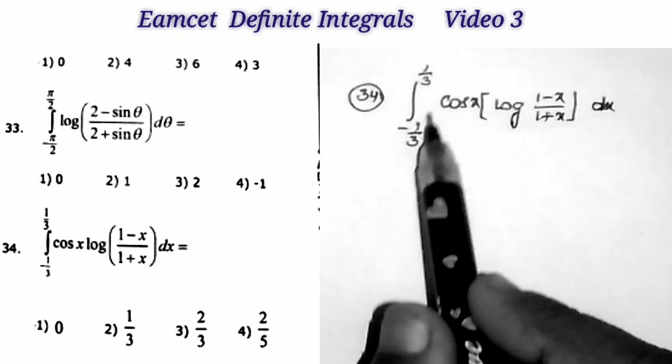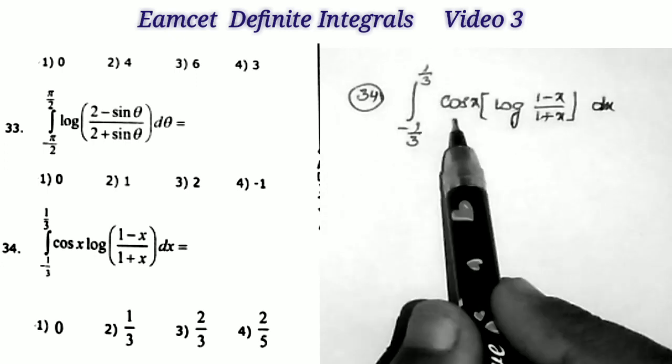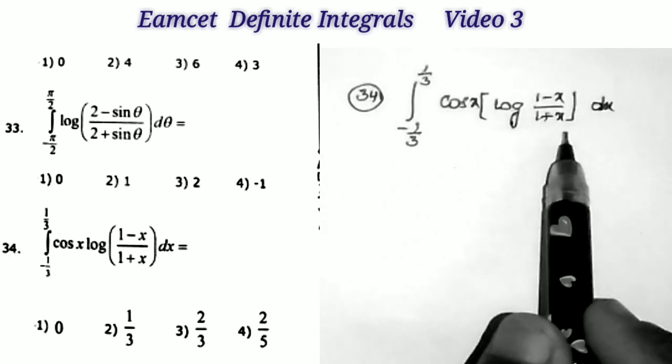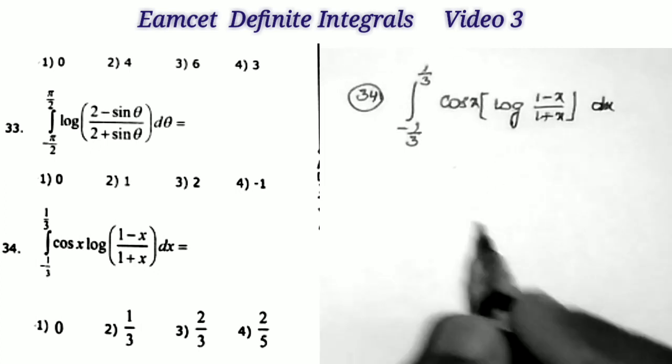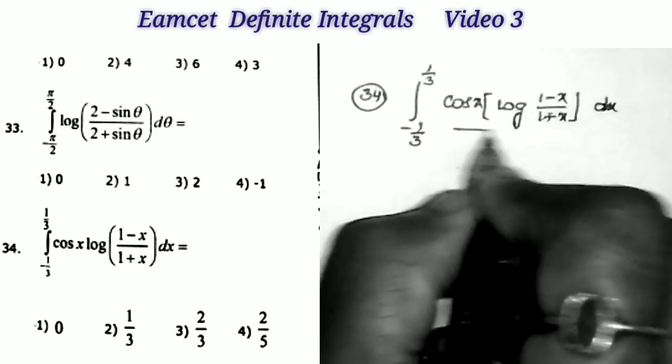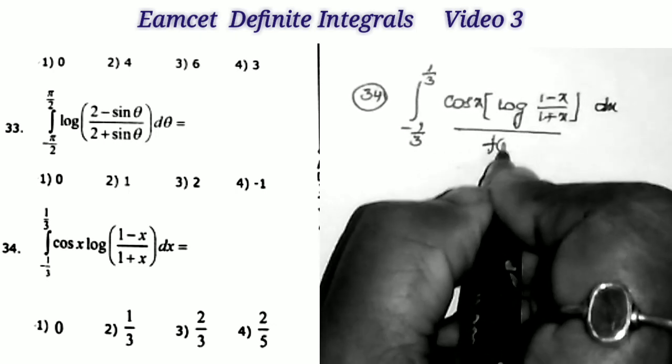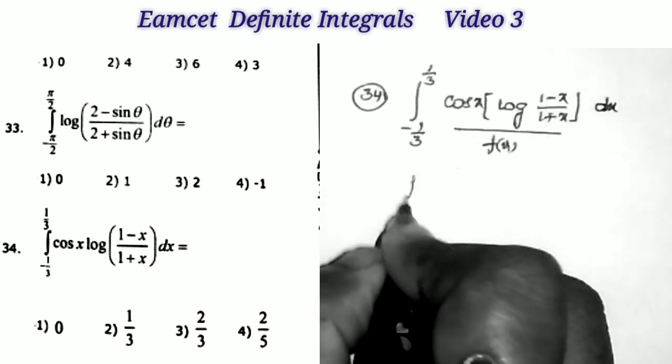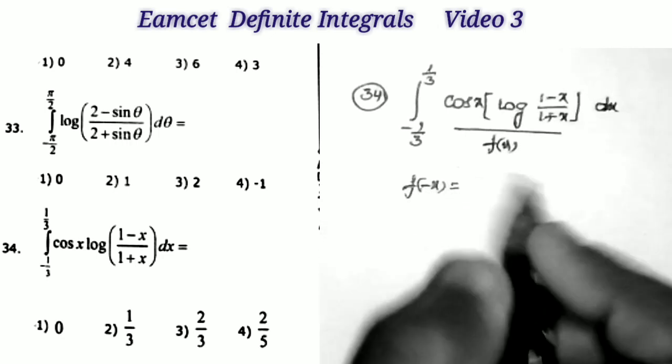Next question, sum number 34: integral from minus 1 by 3 to 1 by 3 of cos x into log of (1 minus x) by (1 plus x) dx. Now for minus 1 by 3 to 1 by 3, we have to check whether the function is an even function or an odd function. So first we take the function in the question as f of x. Now we want the f of minus x value.